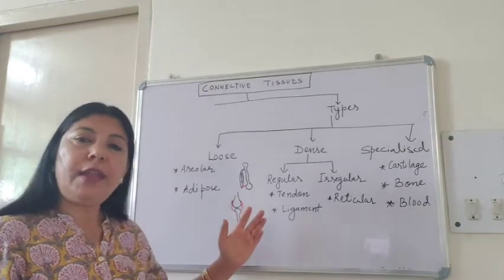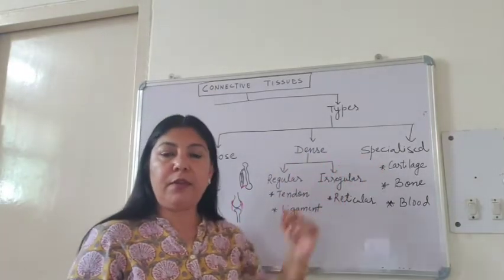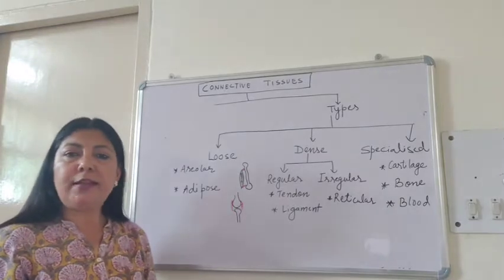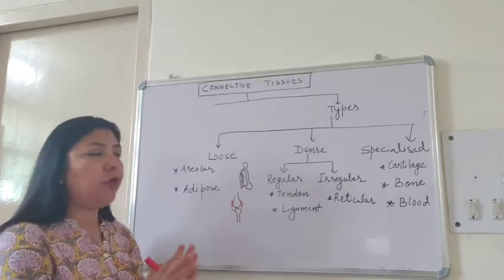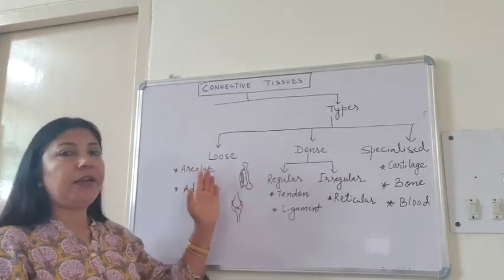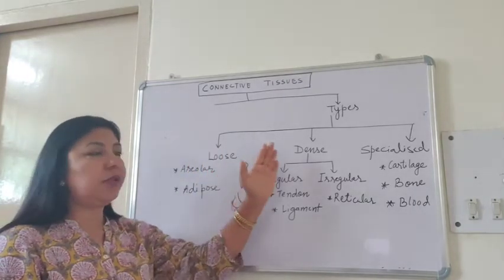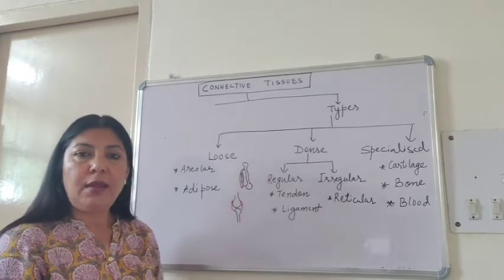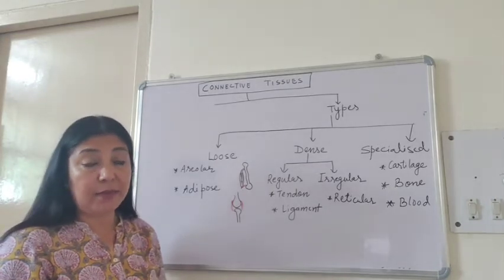The third type of connective tissues are the specialized connective tissues, which we will study in the next lecture. But now I am going to summarize what we studied today. Today we have studied about the loose connective tissues and the dense connective tissues. Let's see their functions once again.